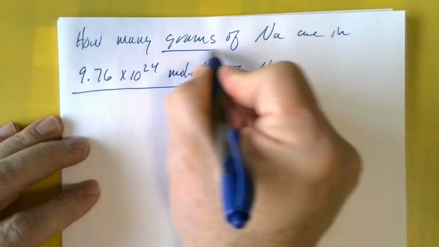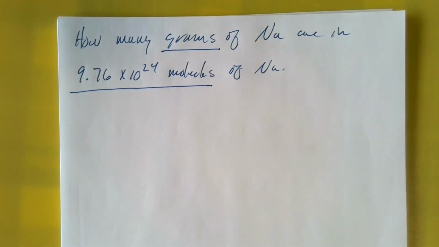Okay? So look, you're starting in molecules. I need to go to grams. Now we're going backwards, right? Last time we went from pounds to molecules. Now we're going from molecules to grams, right? So what is that going to do with that Avogadro's number relationship? Anybody know?